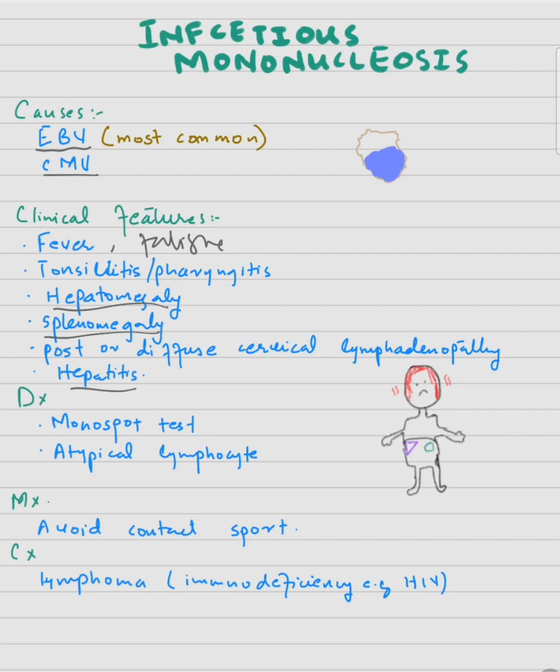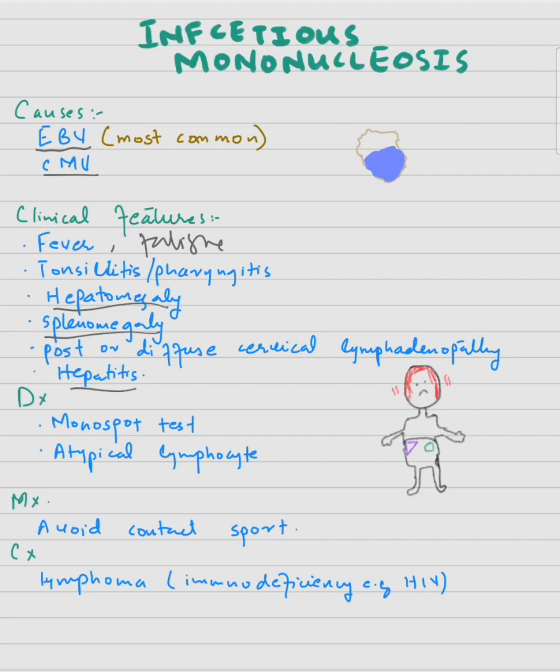It can also result in splenomegaly, and these are because of the reactive T cells. When the EBV infection occurs, T cells are activated, and they can result in hepatomegaly or transient hepatitis. And the splenomegaly occurs because of the hyperplasia of T cells in the periarterial lymphatic sheath.